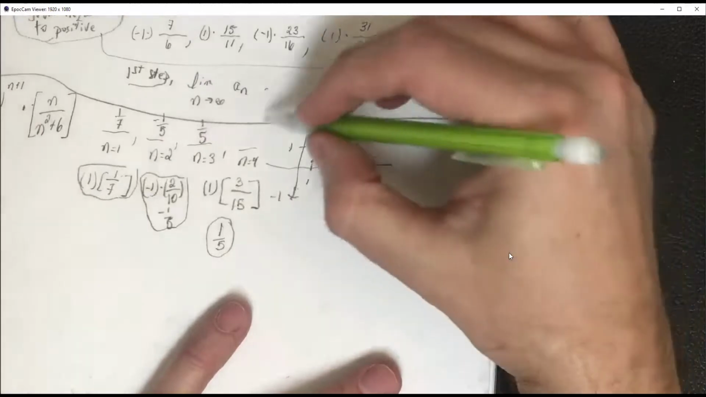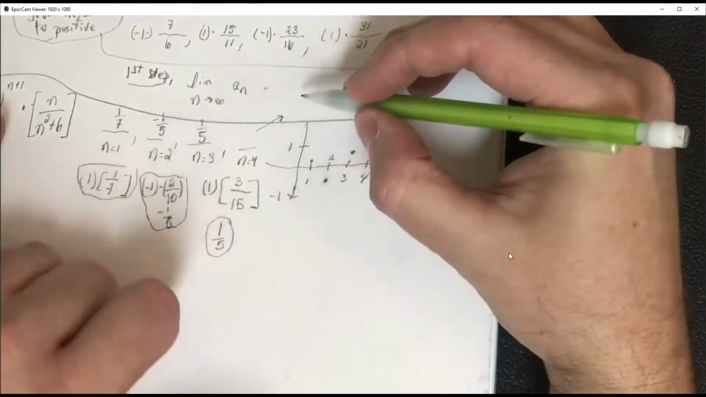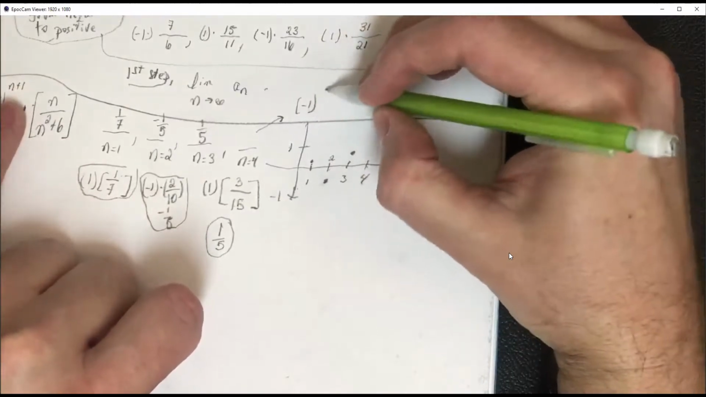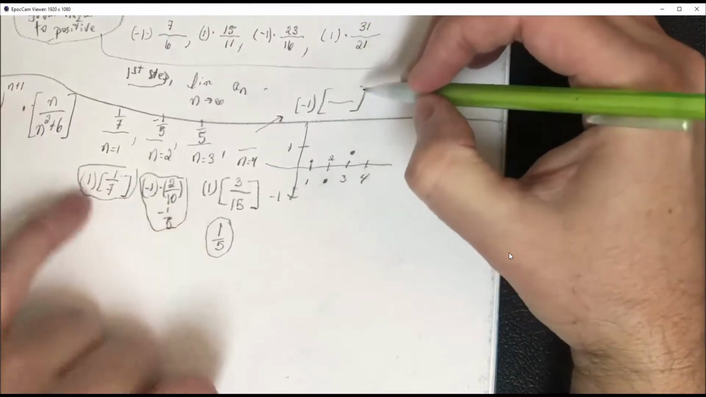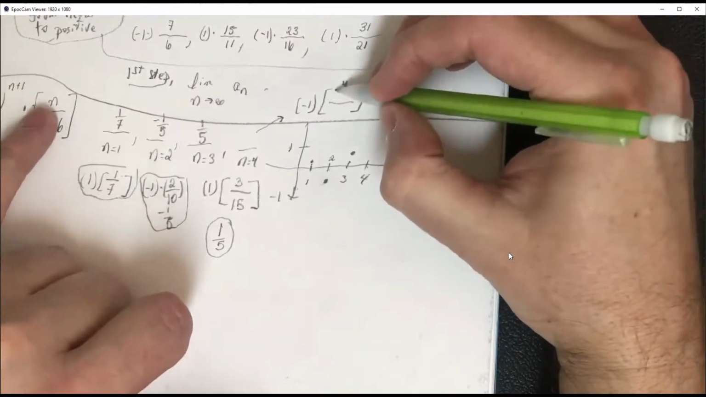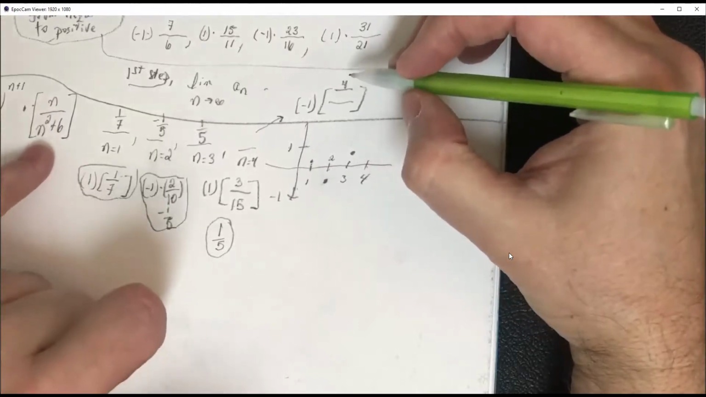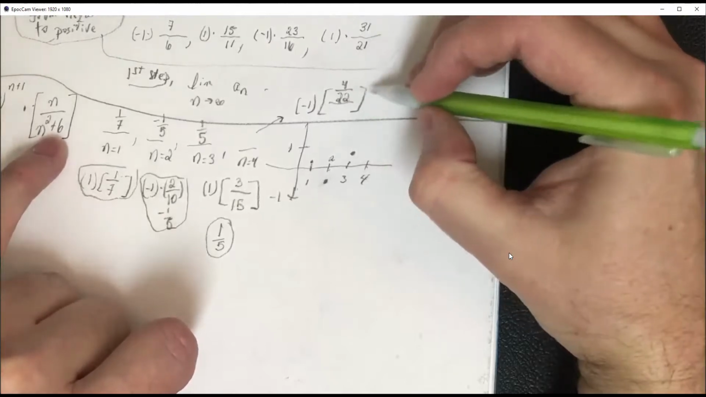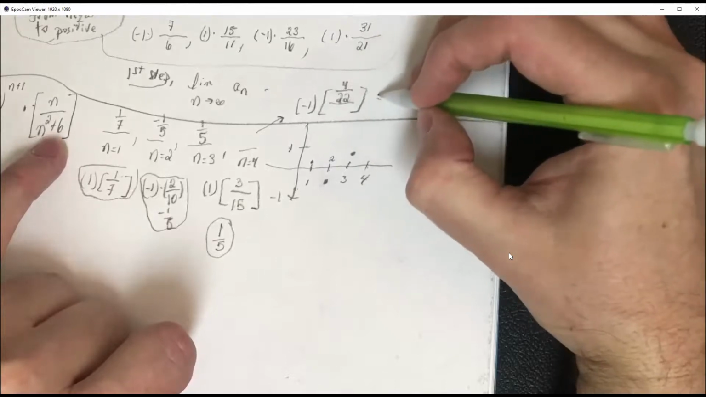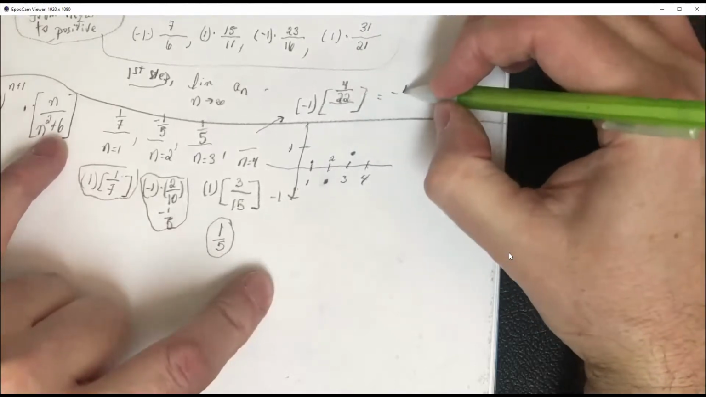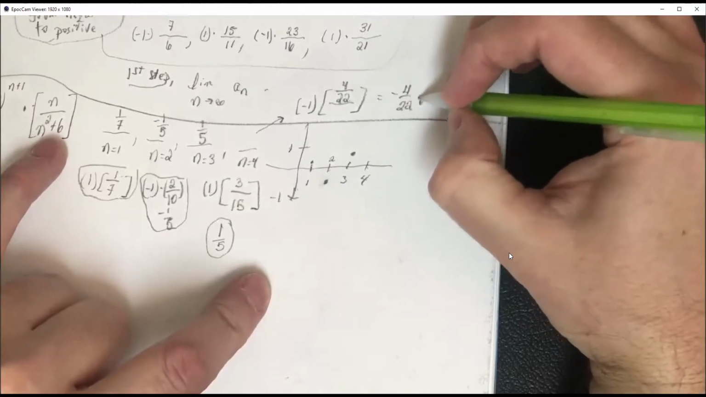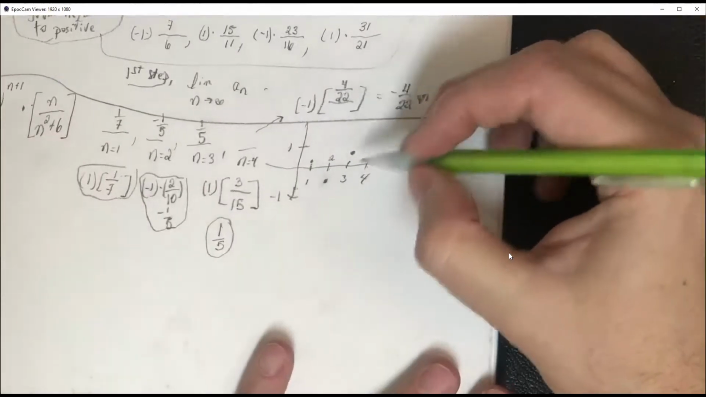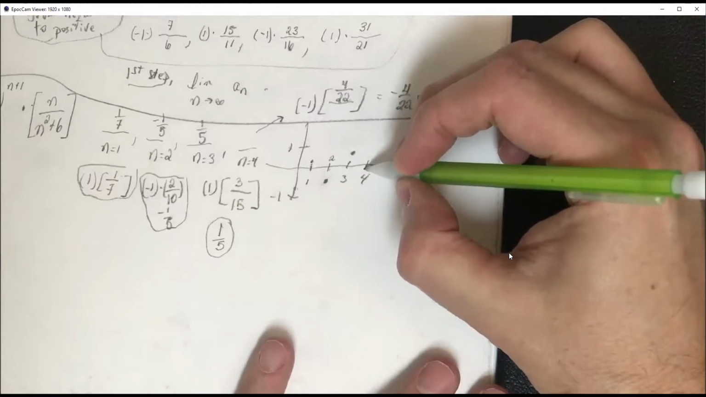Put a 4 in. 4 plus 1 is 5. Negative 1 to the 5th power is negative 1. Put a 4 here, it's 4. 4 squared is 16. 16 plus 6 is 22. And we get negative times positive is negative. But 4 over 22 reduces to negative 2 over 11.